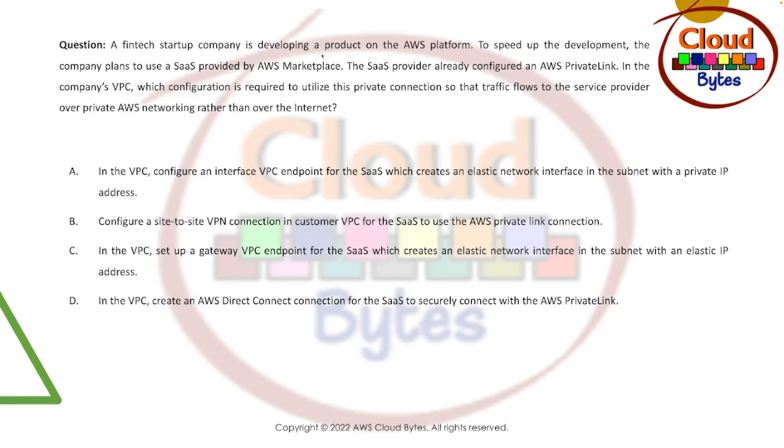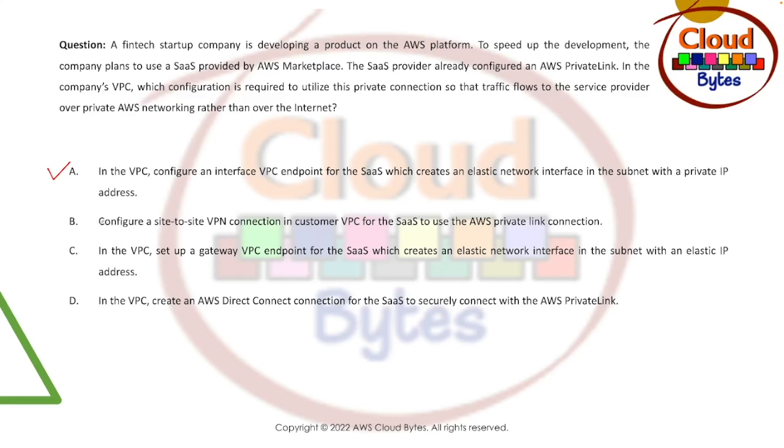Let's spend some time, think about it. You can add your answers in the comment. Let's go through the options. There are 4 options and we have to choose one of them. In the VPC, configure an interface VPC endpoint for the SaaS, which creates an elastic network interface or ENI in the subnet with a private IP address. So what exactly this is doing is it's creating an interface VPC endpoint. So this option as such is correct here.